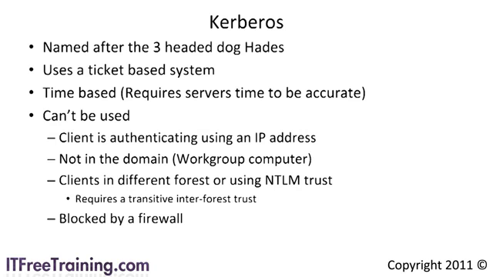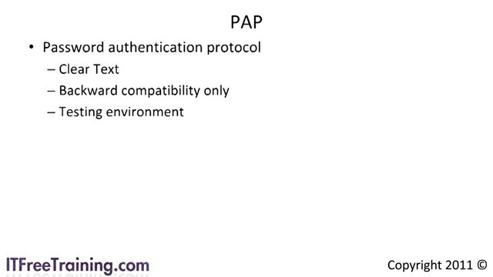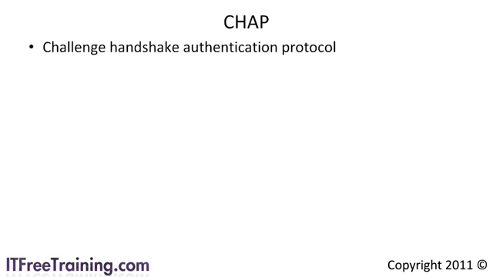NTLM and Kerberos are primarily used for authentication of a user on a network when they are directly connected. When connected remotely, there are often a different set of protocols used. The first of these is PAP. PAP, or Password Authentication Protocol, uses clear text. This makes the protocol very insecure and it should only be used for backward compatibility or in a testing environment. Whenever possible, you should avoid using PAP. CHAP, or Challenge Handshake Authentication Protocol, is primarily used for remote authentication.